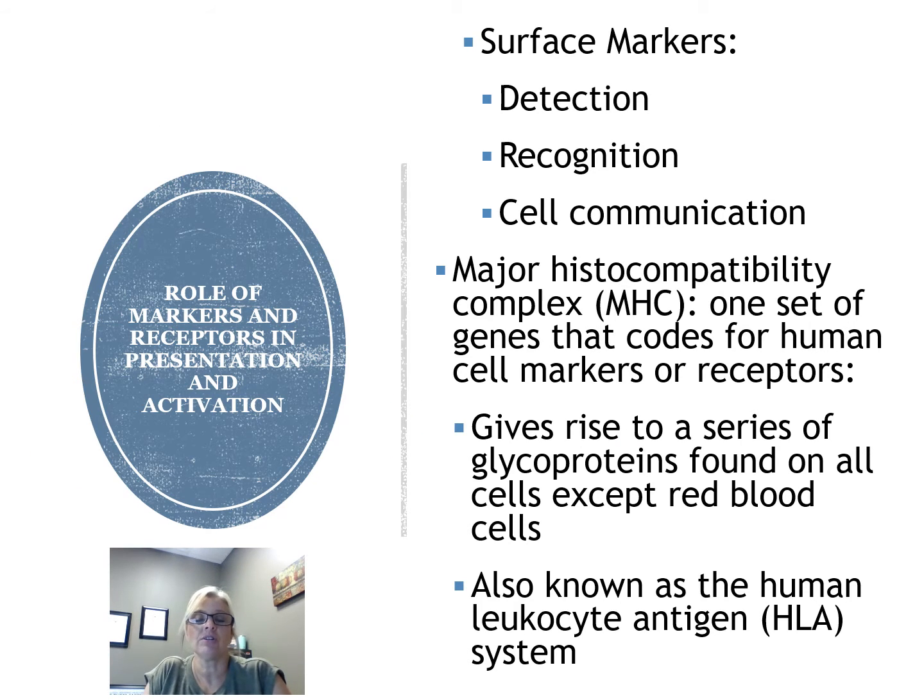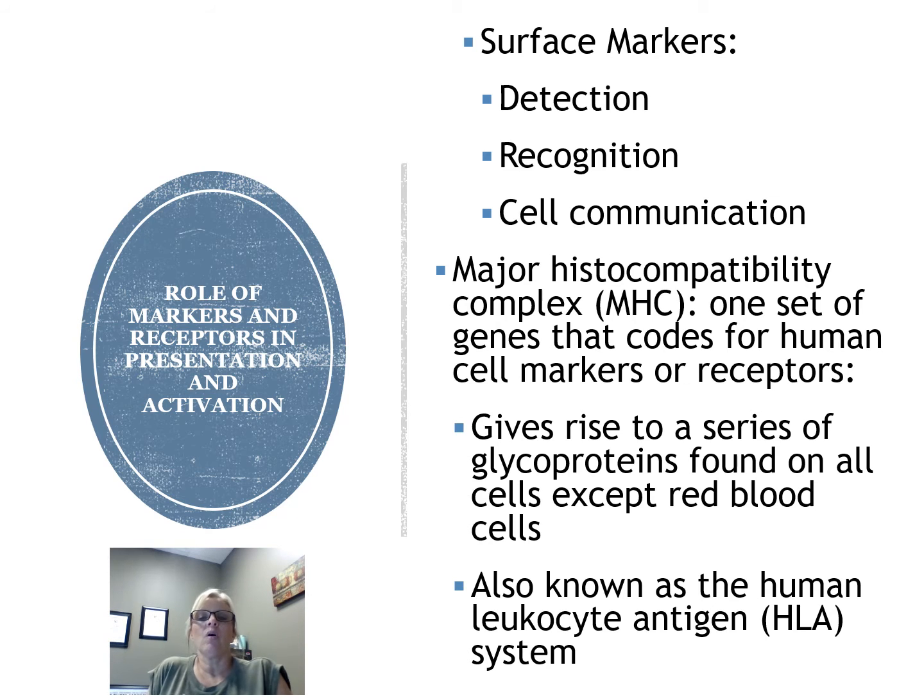So what are these little name tags or surface markers, okay? All cells have a variety of different markers on their surfaces. They play an important role in activating different components, particularly for immunity, okay? So we're going to focus mainly on the major markers for lymphocytes and macrophages because those are what are important to the immune system. So some of the functions here for surface markers are detection, recognition, and even cell communication.